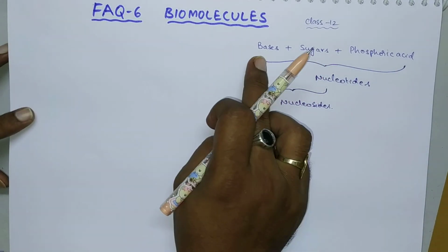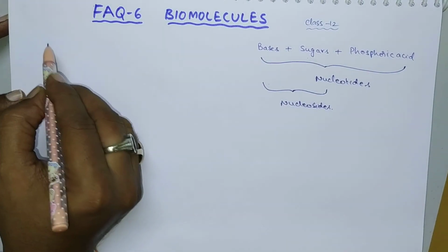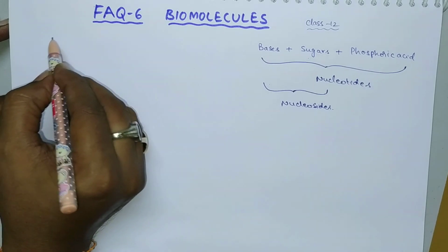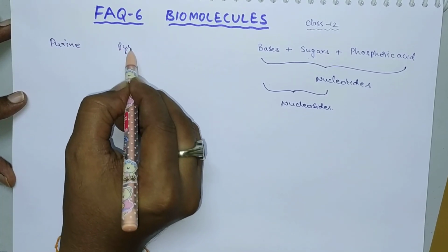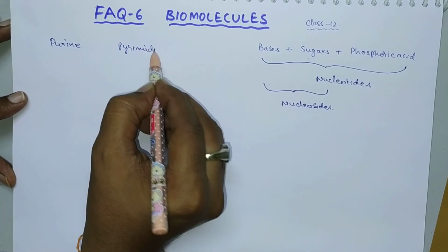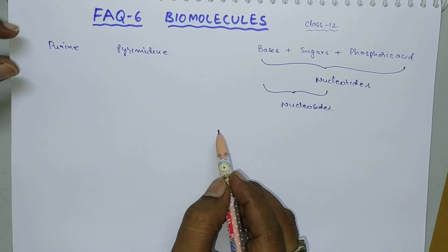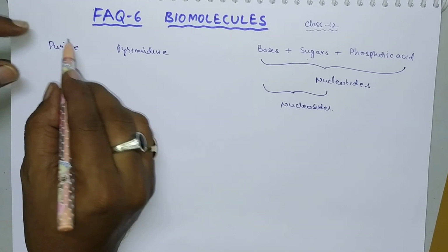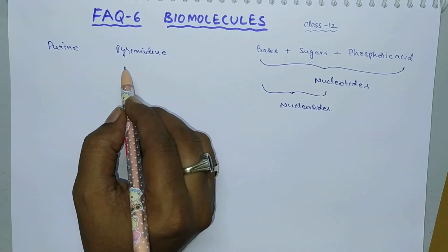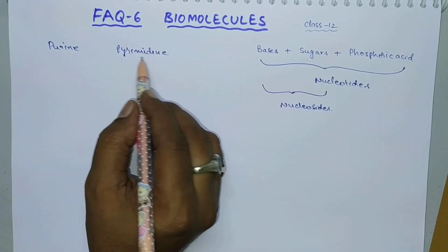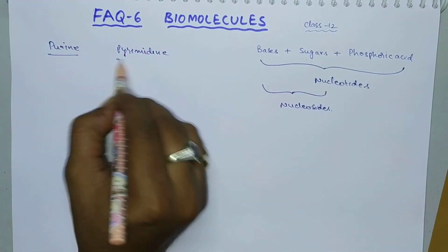So what are the bases present in DNA and RNA, and what are the sugars, you have to know. The bases are mainly classified into two types, purine bases and pyrimidine bases, based on the structure of the molecules. If a base has a structure similar to purine, it is called a purine base. If it has a structure similar to pyrimidine, it is called a pyrimidine base. Here you have to remember the names only.